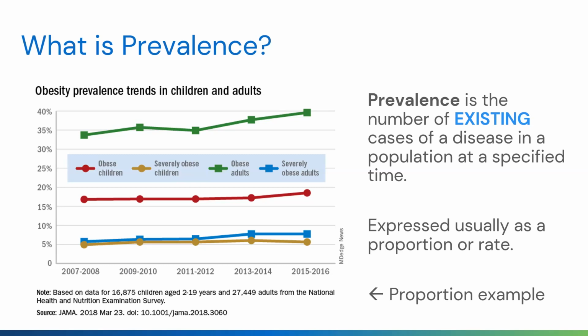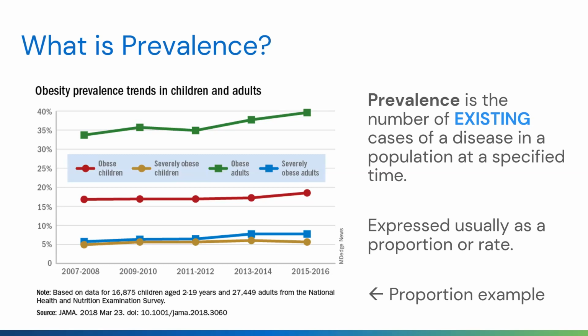So obesity prevalence trends in both children and adults based on two-year rolling years. And this is from the NHANES. I believe this is the NHANES survey, is it? Yes. And this is from 2007 all the way up to 2016. And so it's looking at different obesity categories. So this tells me the proportion of kids and adults fitting in these categories at different time points.